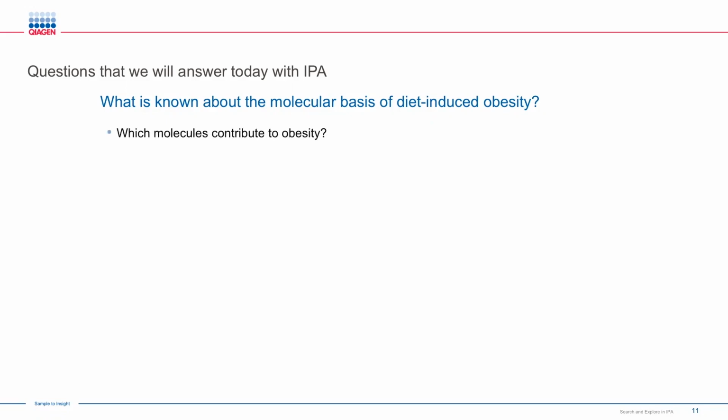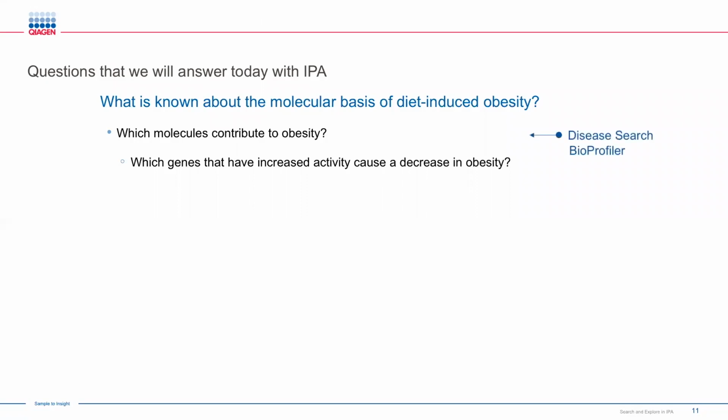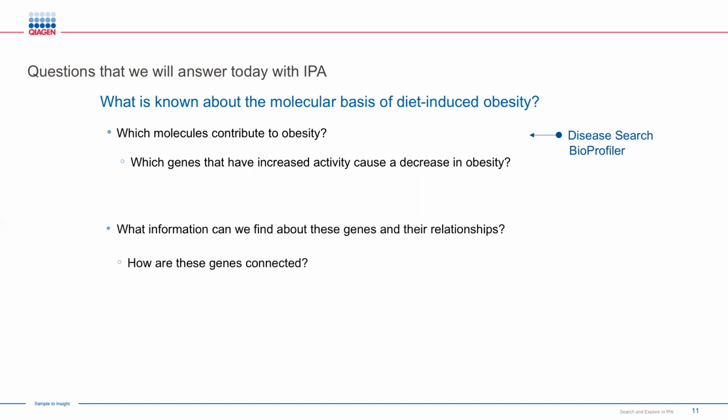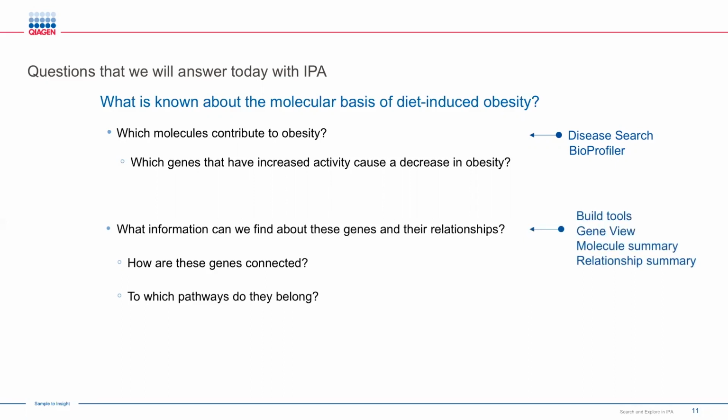First of all, we want to ask which molecules are associated with obesity, and specifically, which of these molecules, when showing an increase in expression, cause a decrease in obesity. So we're going to use the disease search and the bioprofiler tools to answer these questions. And then we're going to ask what's known about these genes and how they interact, and how these genes are connected. What are their relationships? And which pathways do they belong to? For this, we're going to use a group of tools called the build tools. There's a gene view page and a molecule and relationship summary.